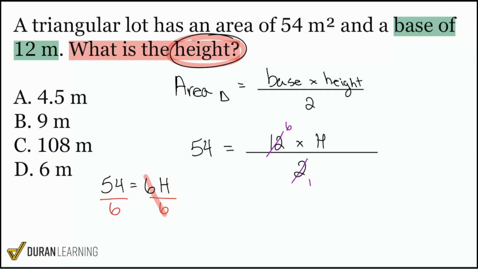And that's going to be 9. Absolutely. So we have h for the height equals 9 meters. So again, that's one way to solve it. Now, let's make the assumption.